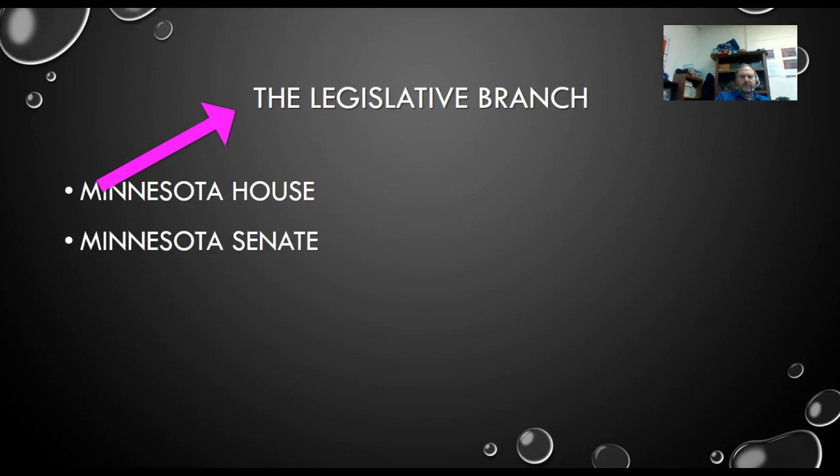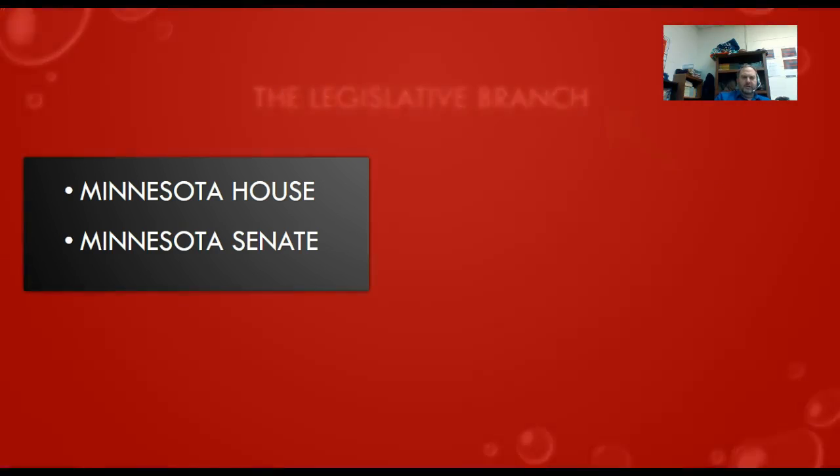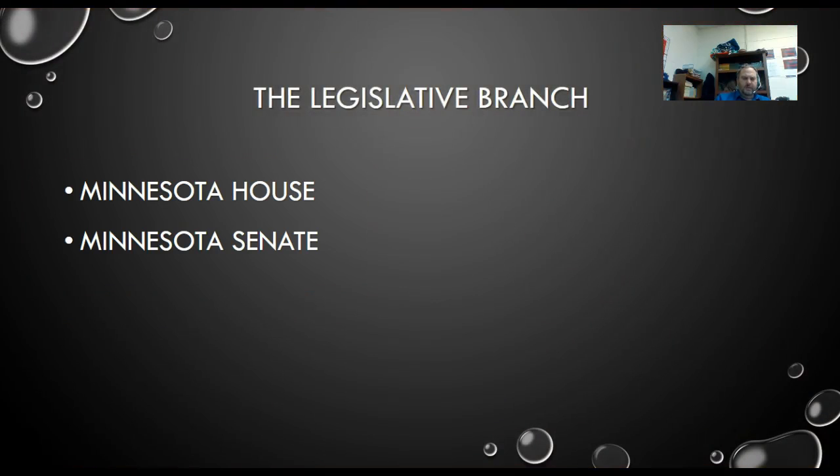The other branch of government that we're going to take a look at today is the legislative branch. The legislative branch is very important. Its main job is to write the laws. And just like our U.S. Congress, it is divided into two houses. We have the Minnesota House of Representatives, whose members serve 2-year terms, and the Minnesota Senate, whose members serve 4-year terms.